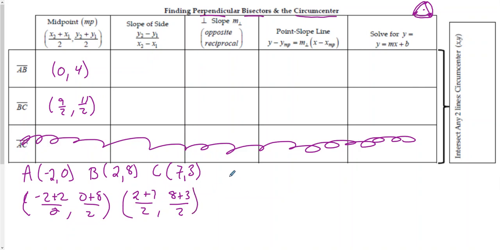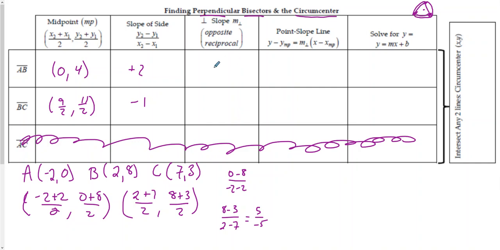Okay, so let's do our slope. The slope of AB will be equal to 0 minus 8 over -2 minus 2. So that's going to give me -8 over -4, which gives me a +2. The slope of BC is going to be 8 minus 3 over 2 minus 7, which gives me 5 over -5, which gives me a -1.